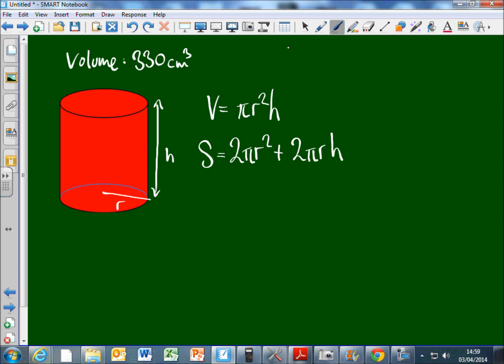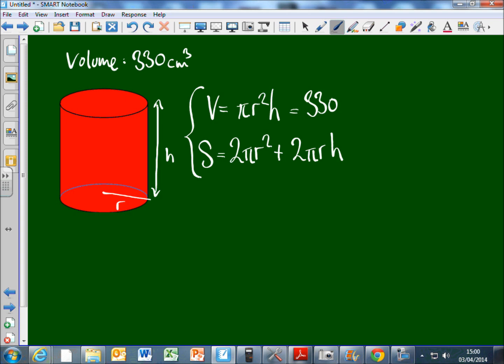Right. Is everyone happy with that? Okay. So I've got an expression for the volume and I've got an expression for the surface area. But I also know that the volume is going to be 330 centimetres cubed. Okay, is that right? And that's usually how these questions are phrased, right? If it's a shape, you've got the volume, you've got the surface area, and you'll know one of the two things. It will usually give you a value.